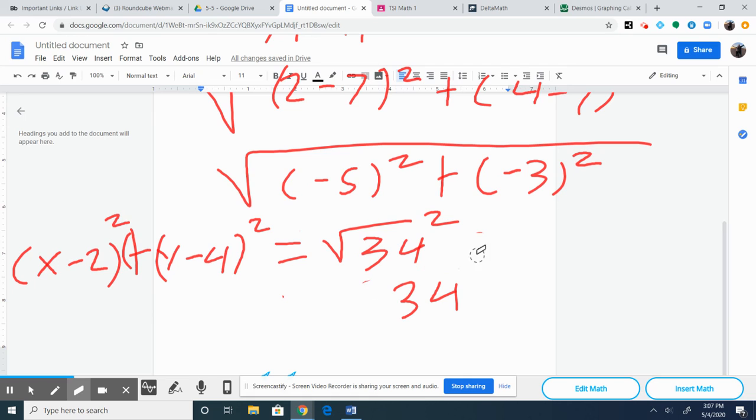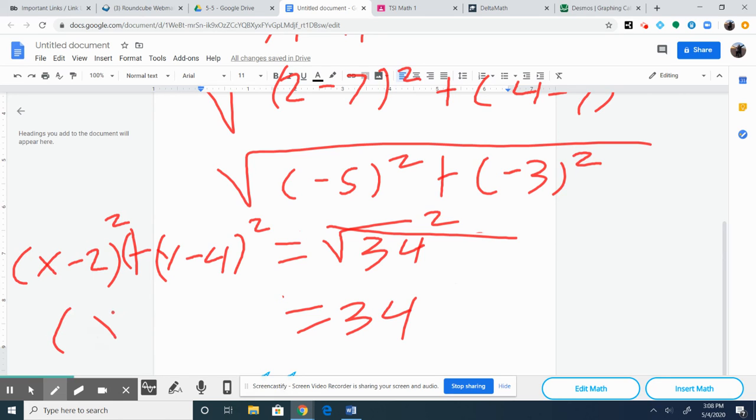Now, our last step in writing this is the fact that we are squaring the square root of 34, which would cancel that out. Therefore, we are left with a number inside, which is 34. So our final answer would be x minus 2 squared plus y minus 4 squared.